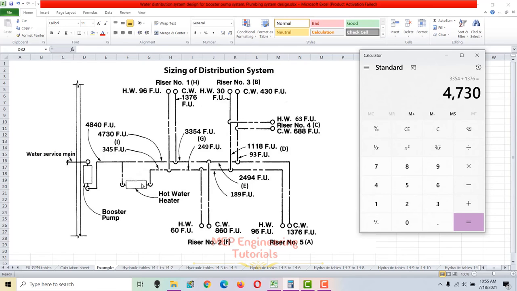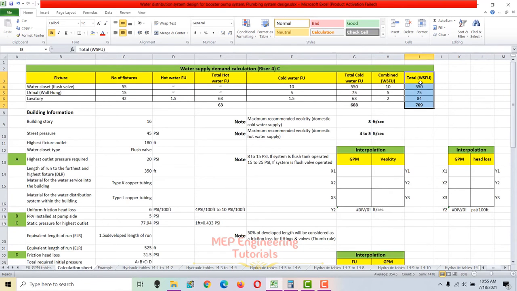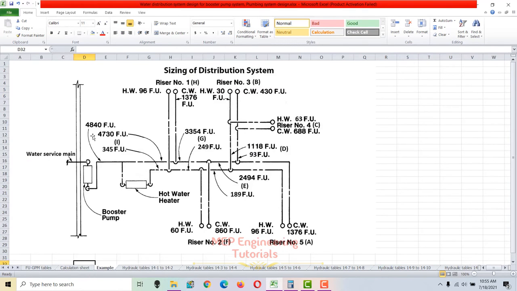Same way you have to calculate the hot water, it will be 345 fixture units. But as I told you, from this point you have to calculate the pipe sizes and GPM demand based on total water supply fixture unit. Just like we calculate for riser 4, you have to calculate for riser 3, 2, 1 and then sum up, and it will be 4840 fixture units.